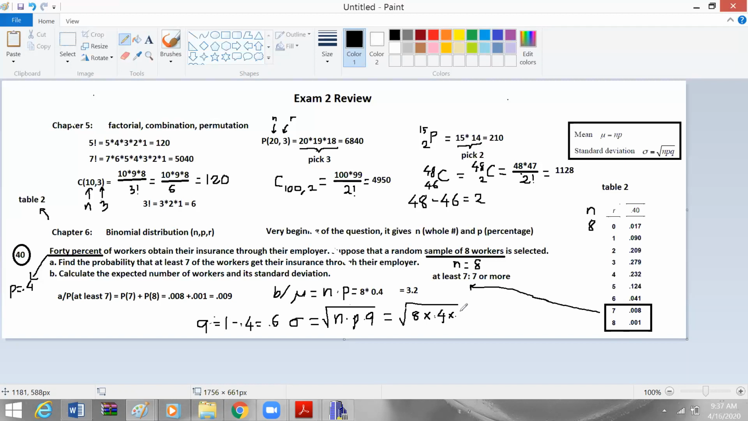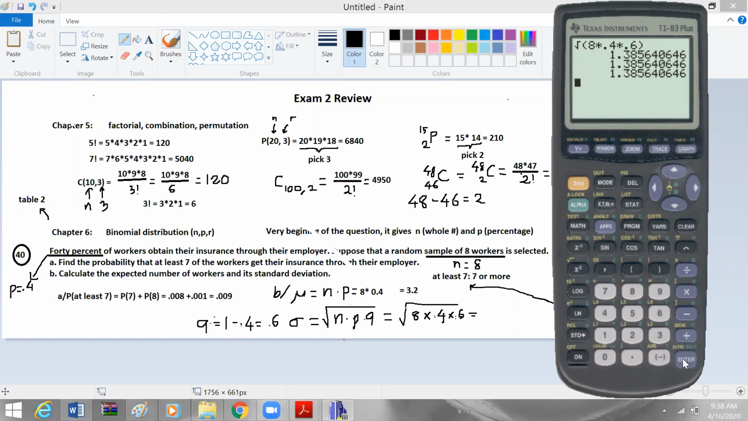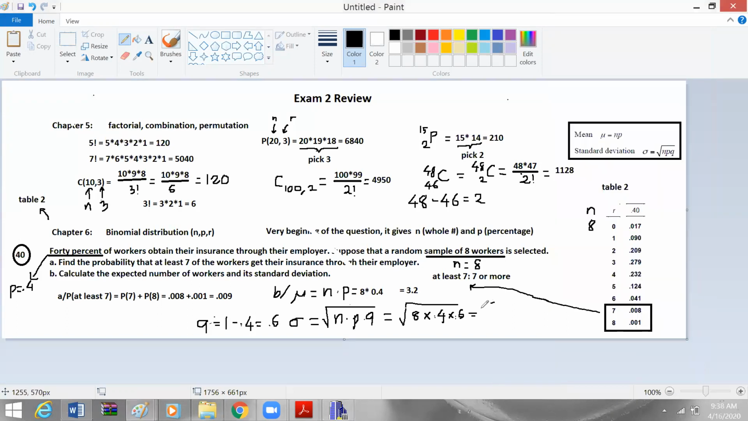So that's pretty much the thing that we need to do. Okay, so now we're going to use a calculator for that part. We're going to take the square root of 8 times 0.4 times 0.6, and then close the parentheses. And then we have to remember to hit the square root for that part, right? And so we're going to get the answer 1.3856. Okay, so 1.38.